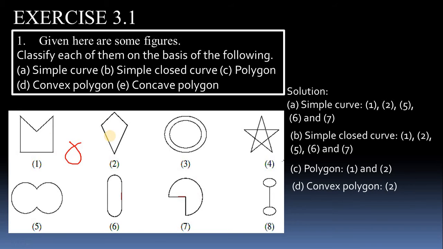Next one is convex. Convex means less than 180 degree angle. So here you observe this figure, the second one. This angle is less than 180, meaning all angles are less than 180. So the answer is the second. Then in the case of concave, the answer is the first one because this angle is more than 180 degrees. So it is concave. So the first question was very simple.